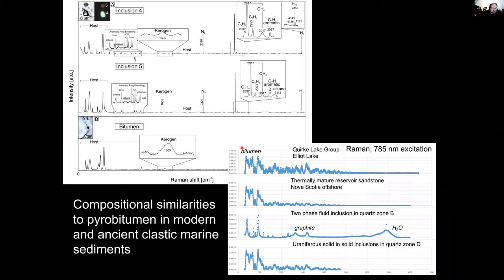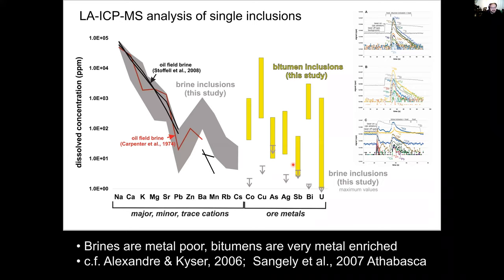And also comparison of those bitumens to other hydrocarbon environments shows that they're very similar to solid hydrocarbons that have been observed in common settings, like the common thermally mature reservoirs in the offshore, and bitumen within the Elliott Lake group in the Huronian. It's the same characteristic compositions you see in a general sense. So the hydrocarbons show up in several different phases.